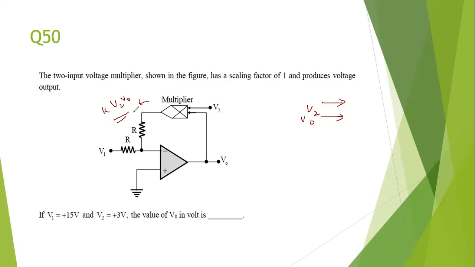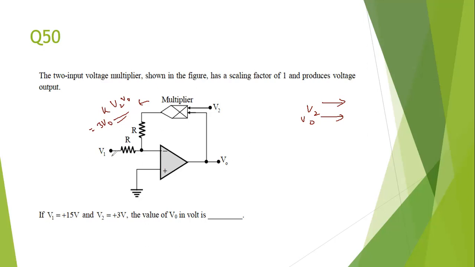Now the question is, if V1 equal to plus 15 volt and V2 equal to plus 3 volt, then what is the value of V0? So this is your V2 into V0. V2 is 3 volts, so you can write this as 3 times V0, with K equal to 1. This V1 is plus 15 volts. So this is 0 volt. So how can you find the answer?